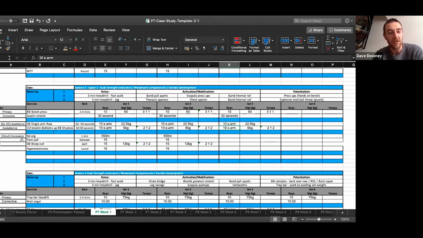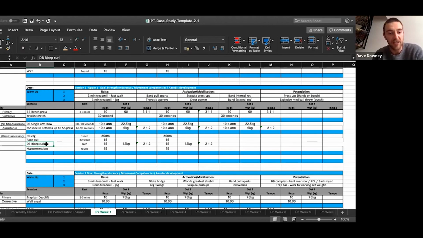Then we're moving into the accessory, so we're into the circuit work. Again, we've got your cardio-based equipment here. So ski erg for 350 meters, face pulls, so we're working into that upper back. Bicep curl for just a little bit of hypertrophy. Obviously we all want to look good in a t-shirt, so it's a nice one to stick in.